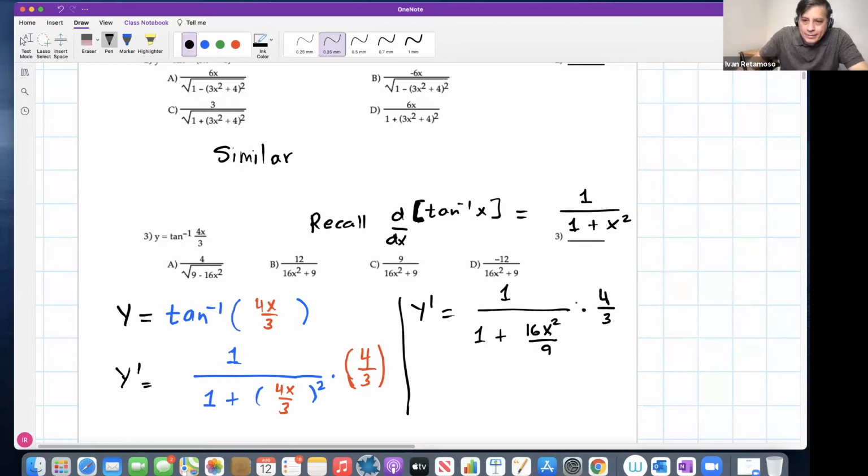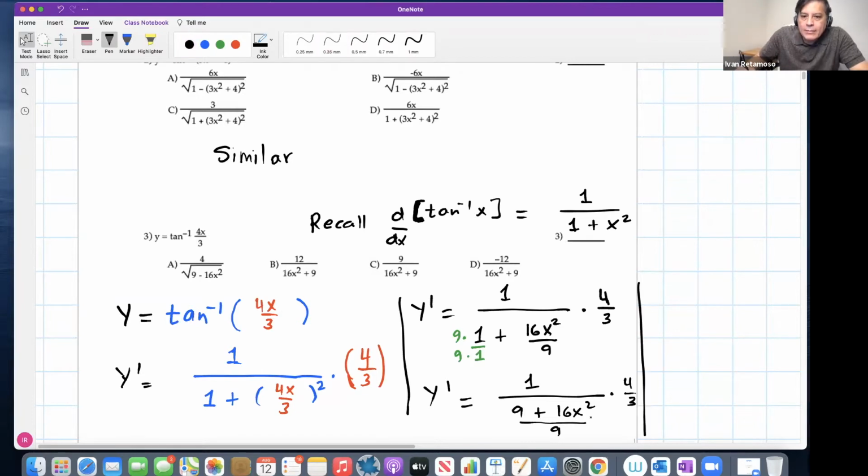Now next, you have to work this out. Remember, 1 is the same as 1 over 1. The LCD is 9, so multiply by 9 here. So this leads to the following. y prime equals 1 over 9 times 1, so 9 plus 16 x squared, all over 9, the common denominator LCD, times 4/3.